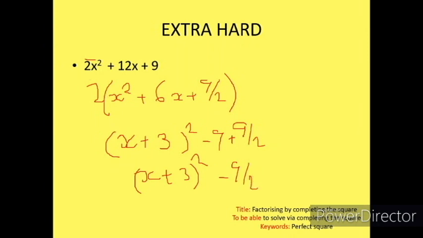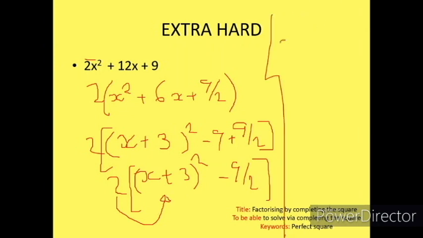But don't forget this 2 on the bracket. I should really put this in, so I should put a 2 there, and I should put a 2 here. And what we do, we expand the brackets, but we don't expand all of it. So I do 2 times this bracket, and all that really leaves me is 2 brackets x plus 3 squared. And I'll do 2 times negative 9 halves, which is just negative 9. And that's completing the square if you've got an x squared coefficient above 1.